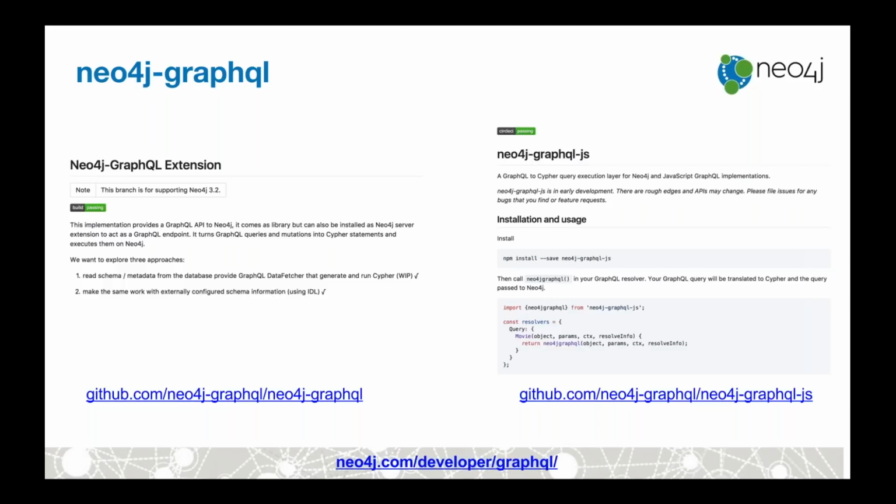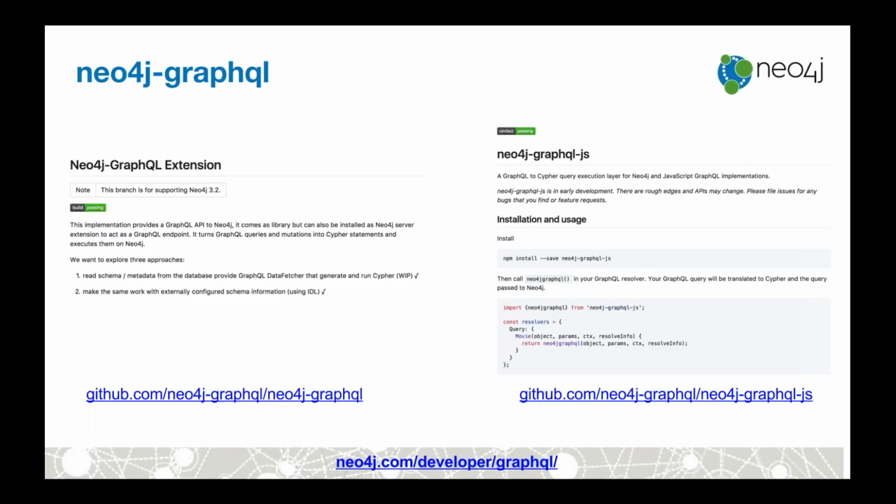The first is a server extension for Neo4j. So this is Java code that's deployed to Neo4j. It then allows you to translate GraphQL to Cypher. Neo4j then becomes sort of the GraphQL server. It serves your GraphQL endpoint.